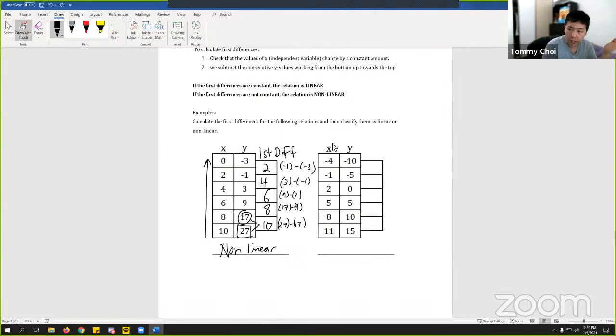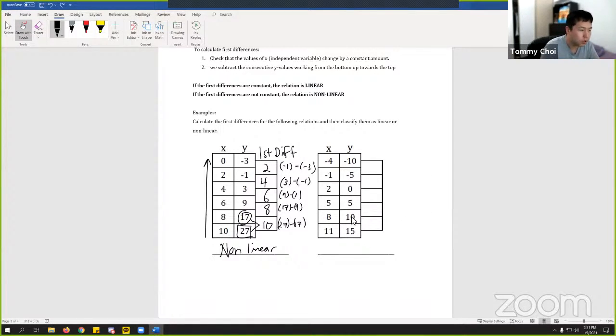First step, we check, are the x values the same or going up by the same value? Yes. -4 to -1 is up by 3. -1 to 2 is up by 3. 2 to 5 is 3. 5 to 8 is 3. 8 to 11 is 3. So we're good there. Then we work upwards, right?